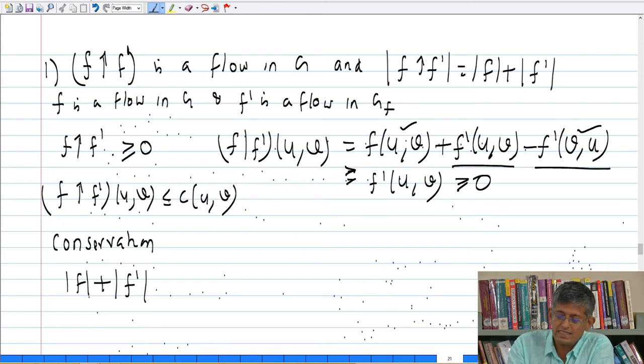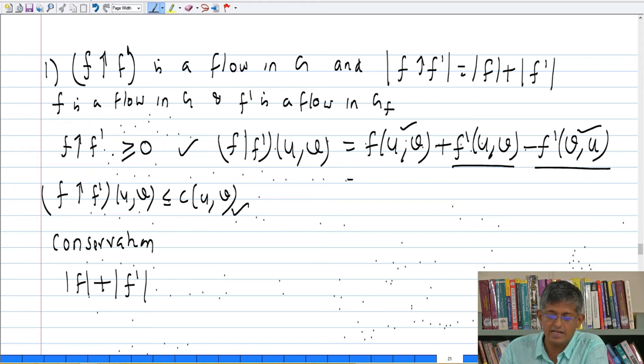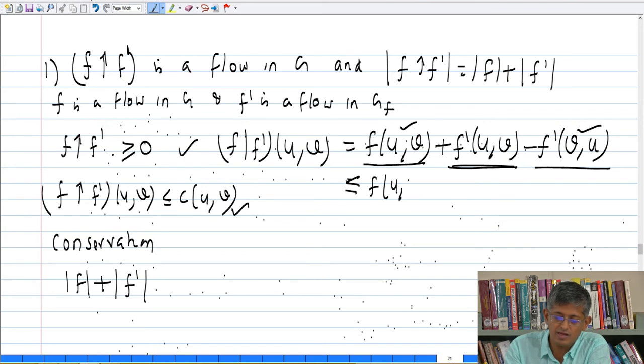By using the same inequality, let us just check. So the positivity is taken care of. Let's check that you don't violate the capacity. What do you know? You know that this term was not violating capacity. This is actually the residual capacity, f prime of u comma v. Because of the positivity of this, this is less than or equal to f of u comma v plus f prime of u comma v.